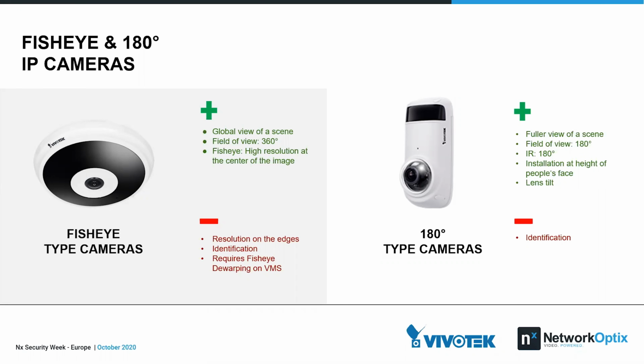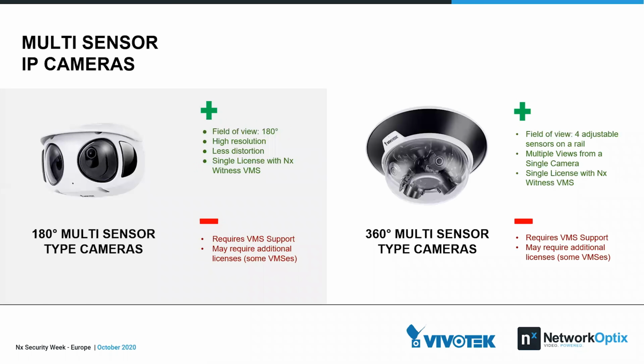However, this one is one sensor, 5 megapixels. So for identification, if the subject is very close to the camera, it's possible. If it's far, it's a bit more complicated. You have this type of 180 degrees. As I said, the problem is the resolution for all the views that you are going to get.